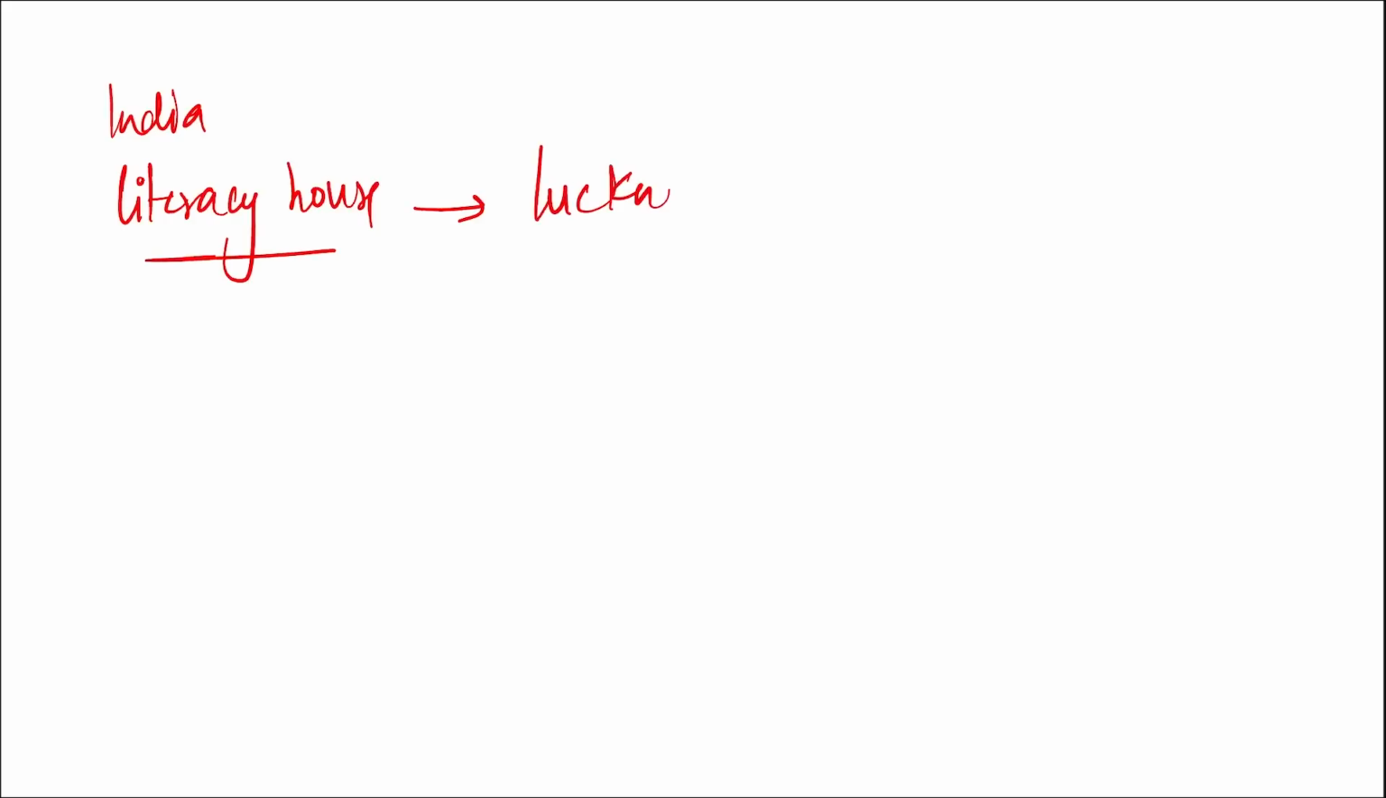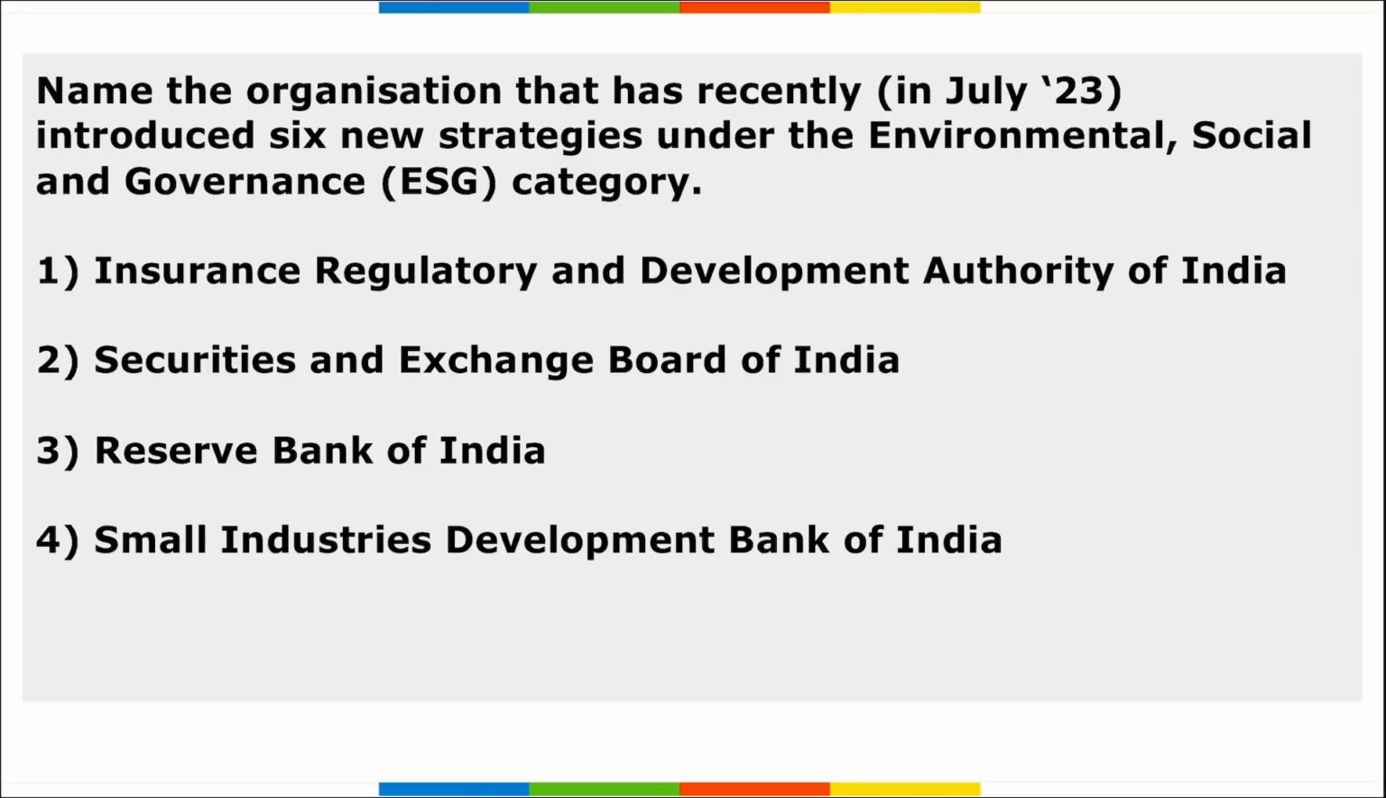Next, tell me, where was the India Literacy House held recently? This was held in Lucknow, right? And it is to be a tourist destination with a museum, correct? This India Literacy House. Next, name the organization that has recently introduced 6 new strategies under the environment, social and governance category. So which is it? Tell me. It is your SEBI, right?